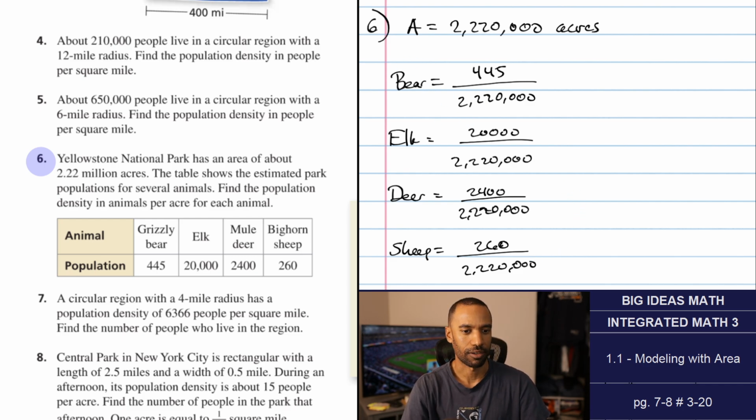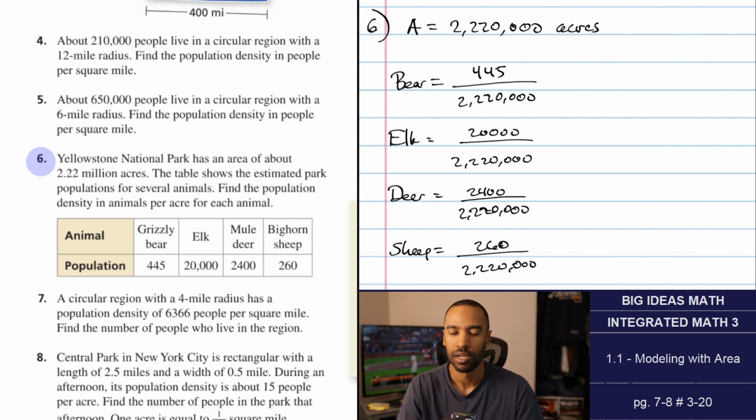Okay, I have a few things to calculate. Find population densities for each of these. Now, they are all compared to the same area. So whatever's the smallest amount, the sheep, is also going to have the sparsest density. It's going to be the least of them. So it just moves like that. So 445 divided by 2,200,000.